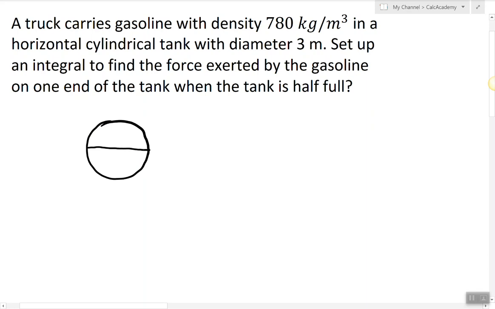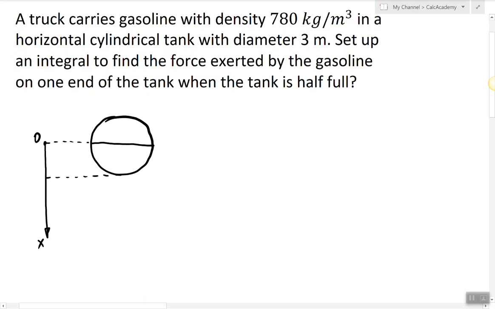And first thing we do to compute the force is we create the coordinate system, one-dimensional, pointing down, so we get to choose the origin. So let's place the origin at the level of the liquid, so halfway in the tank. So this is the origin, this is going to be the x-axis, and then the boundaries for the liquid are then from 0 to 3/2.